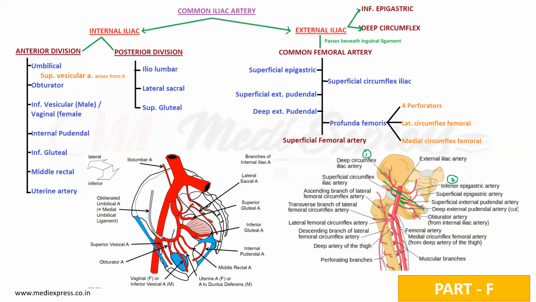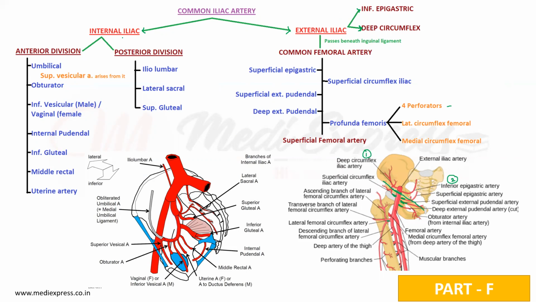Then we have a deep external pudendal artery. And then we have a profunda femoris. Now in that again, we have four perforators. Then we have lateral circumflex femoral artery. You can see lateral circumflex femoral artery over here. Then we have a medial circumflex femoral artery. So these are the things. As it goes, then it continues as the superficial femoral artery. This is how the branch goes of an external iliac artery.